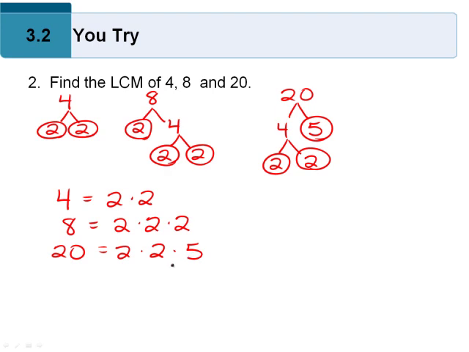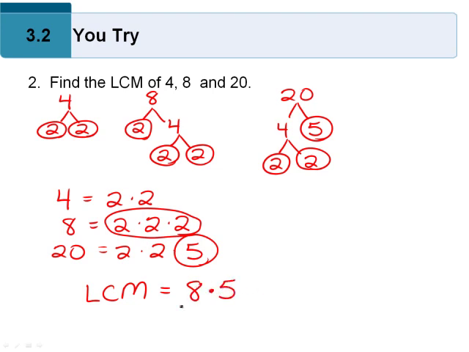So we're only going to have 2 circles. The biggest number of 2's is here in the middle. There's 3 2's there, so I circle all of them. And the only other different factor is the 5, so I circle the 5. Okay, so we circled the entire middle line there. 2 times 2 times 2 is 8. We bring that down, times the 5, and you get 40. And that's your least common multiple.